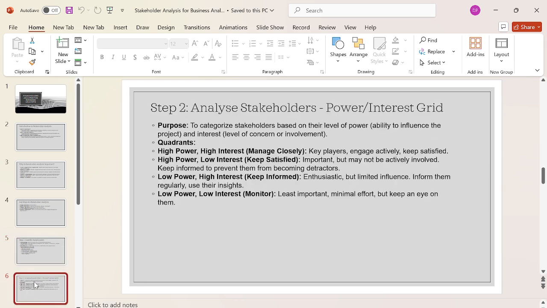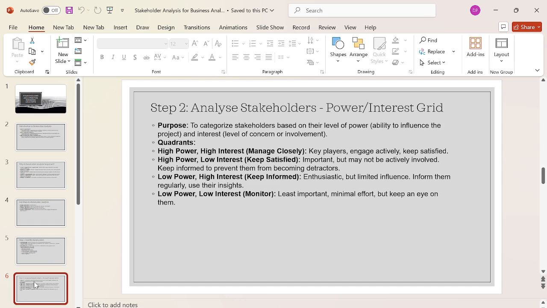So analyze the stakeholder power and interest grid. It's also a very important matrix, guys. You should have the different stakeholders, and from that you should analyze which stakeholders have higher power or higher interest in the success of your project. It is a categorization technique to categorize stakeholders based on their level of power, their ability to influence the project, and their interest level, concern and involvement. So you should categorize them.